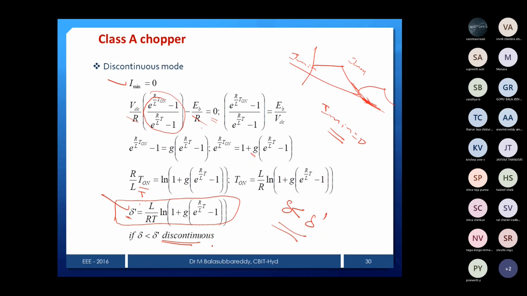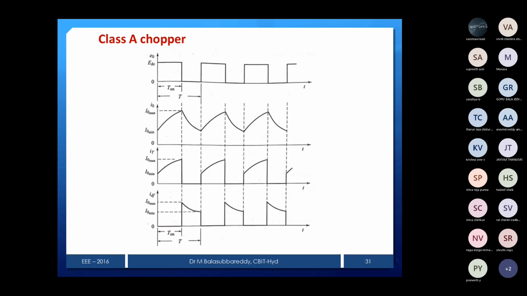They may ask problems also. If they give some data, they may ask you to find whether the system is in continuous mode of operation or discontinuous mode of operation. In that, you know the delta value, they may give the delta, or you can find the operating delta. Now use this formula and substitute, and check whether the original delta is less than delta dash or not. If it is less than delta dash, then you can say it is a discontinuous mode of operation. Otherwise, it is a continuous mode of operation. So that is the important one.